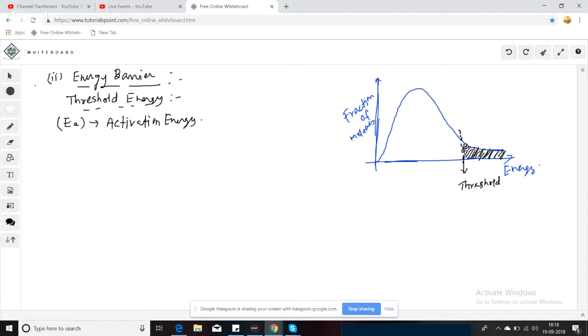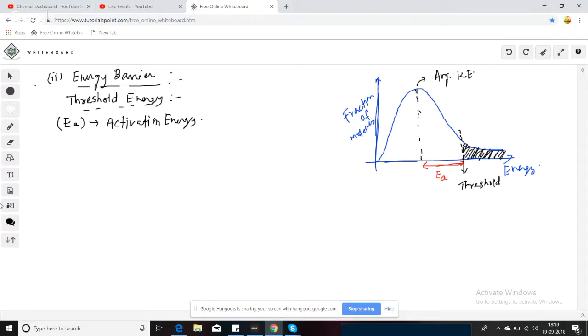One thing is clear, right? The peak that you have here gives you the average kinetic energy of the molecules. And the difference of these two, the average kinetic energy and the threshold energy, let me change the color at least, is the activation energy here. This is Ea, activation energy, correct?